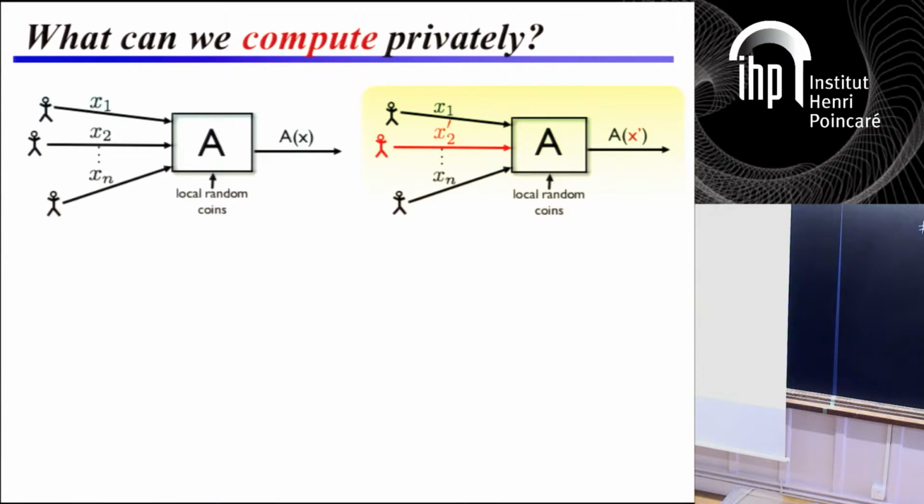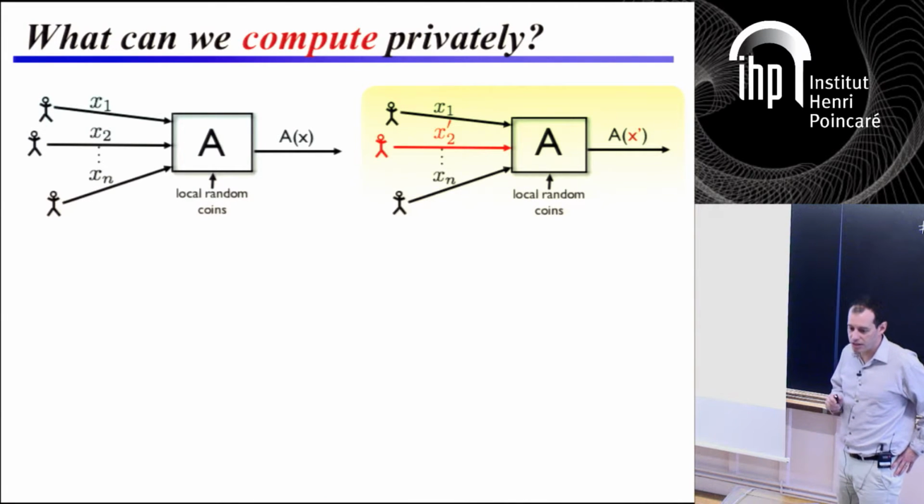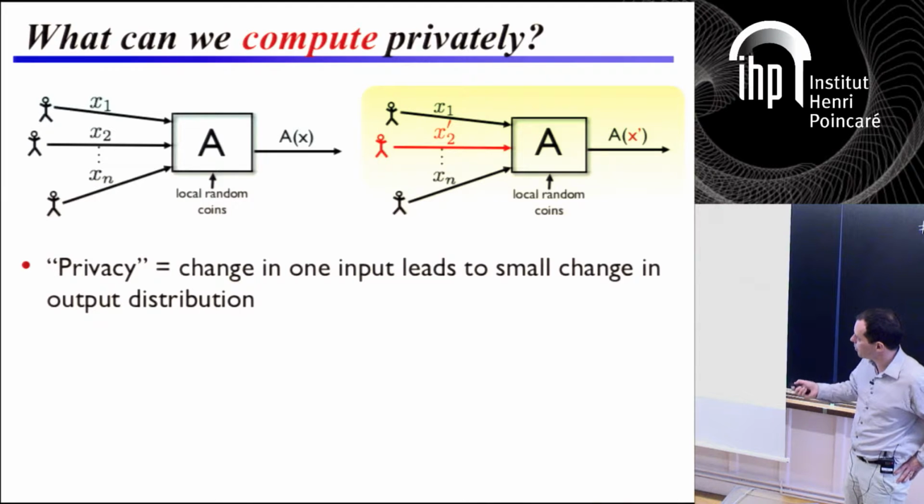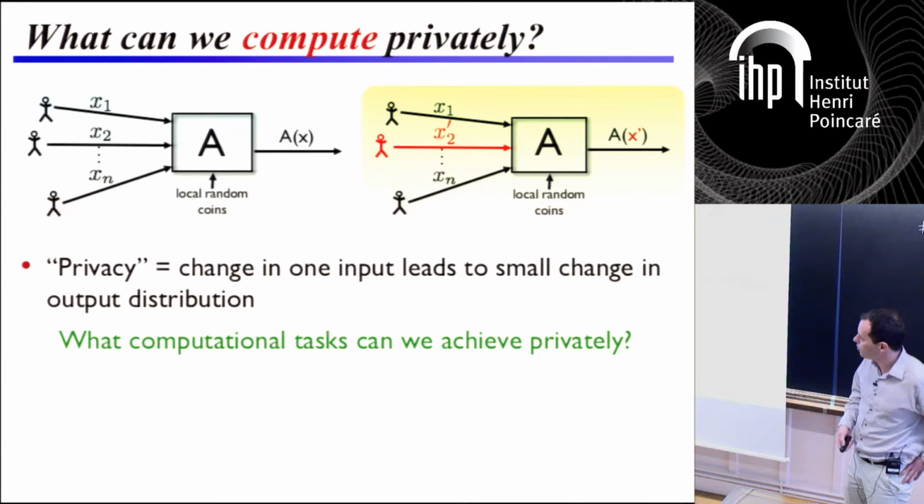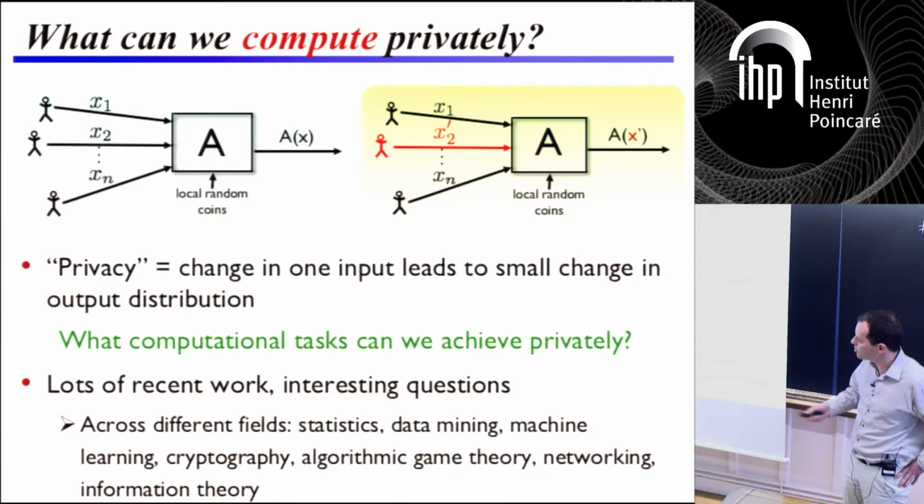OK, so here's our question, we're looking for algorithms. What can we compute subject to this definition? Privacy is the requirement that a change in one input leads to a small change in the output distribution. What computational tasks can we achieve privately? And again, there's lots of work on this, and I'm going to try to give you just a flavor.